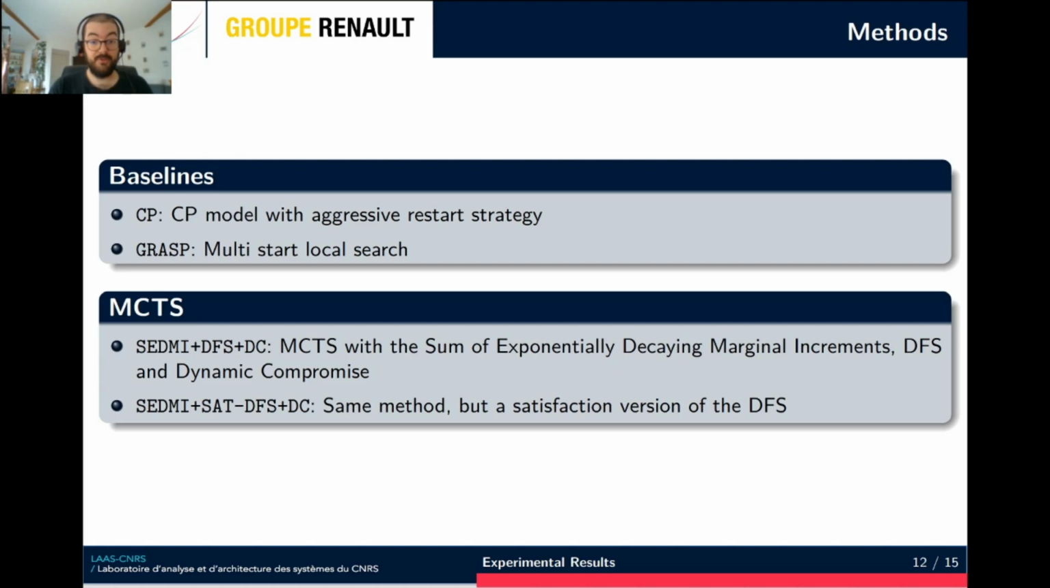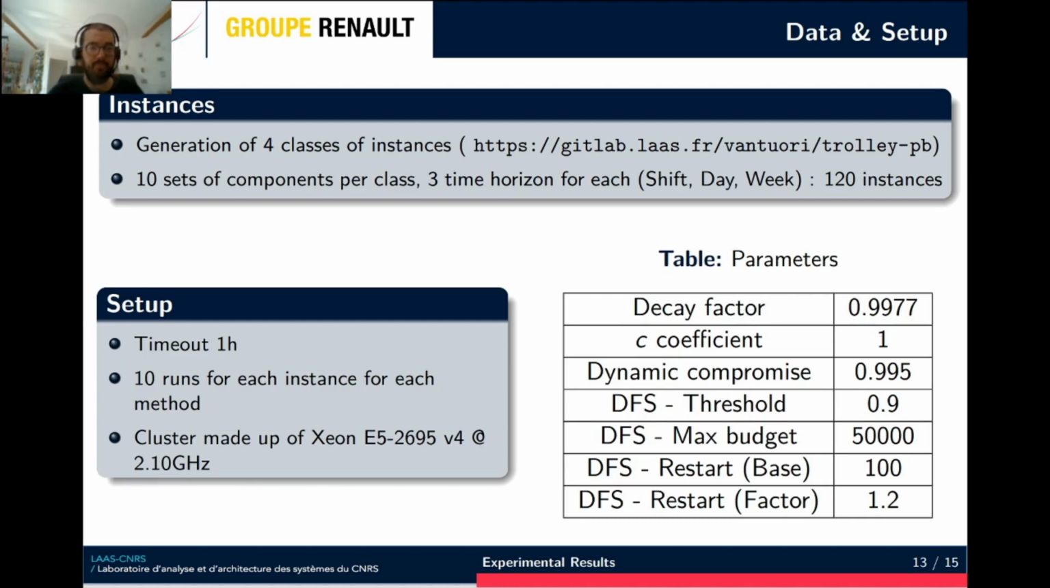I will show only the 2 best versions of our algorithm, both using the three additions we made to the regular MCTS, so the evaluation function, the DFS, and the dynamic compromise. The second algorithm is a bit different than the first one because it tries to solve the satisfaction version of the problem, but only during the DFS phase.